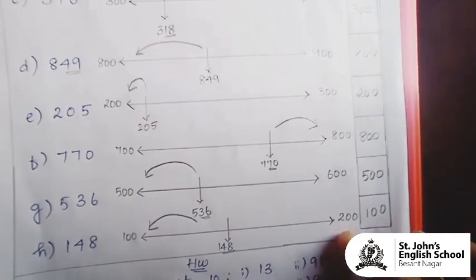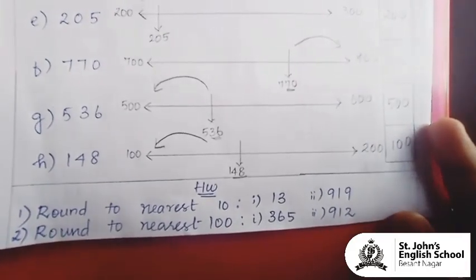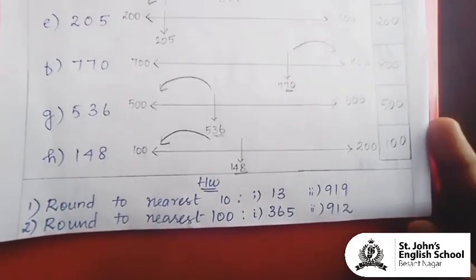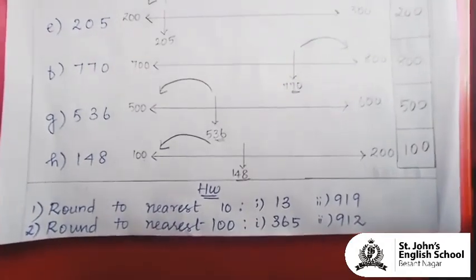So now we have learned how to round off to the nearest tens and how to round off to the nearest hundreds. So these are the two homework sums I have given you. Practice well at home. We'll learn Roman numbers in our next exercise.